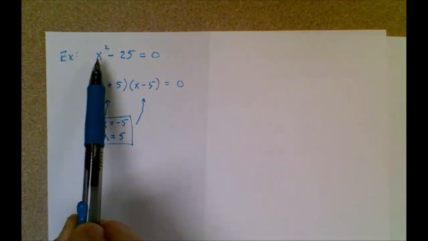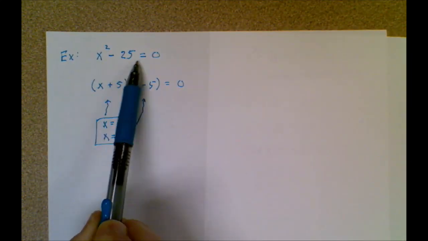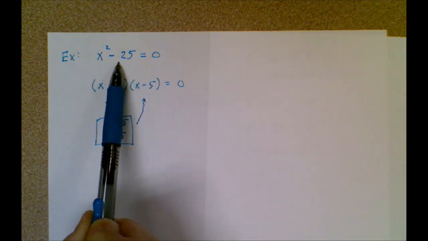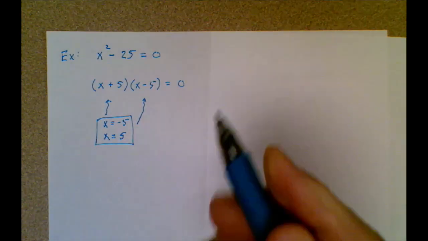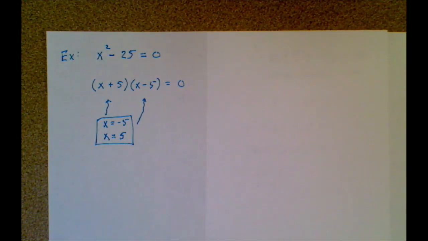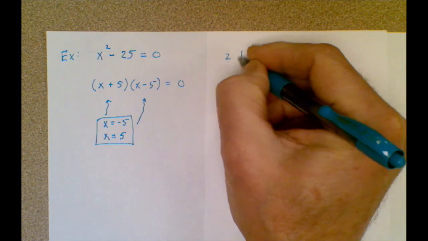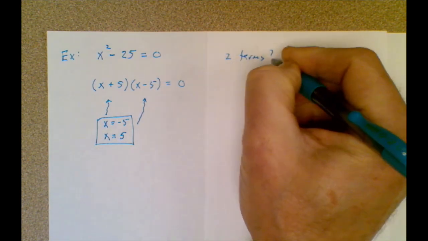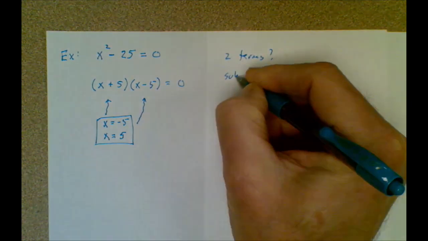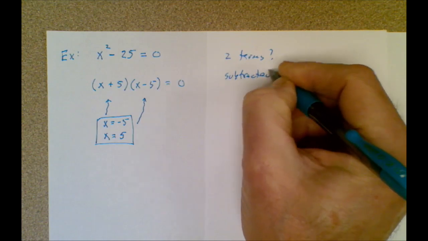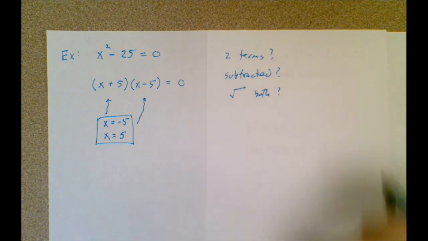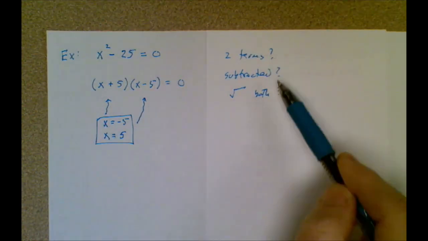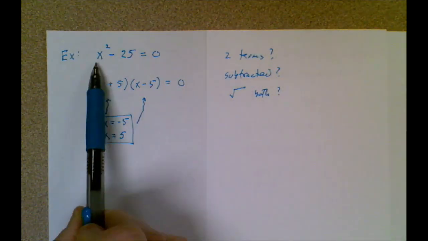In this next example, it's already set equal to 0. It's already in standard form. You just have to remember that this is difference of 2 squares factoring, and you would ask yourself, are there 2 terms? Yep. Are they subtracted? Yep. Can I square root both terms? Yep. This is the mental checklist you had for difference of 2 squares earlier.